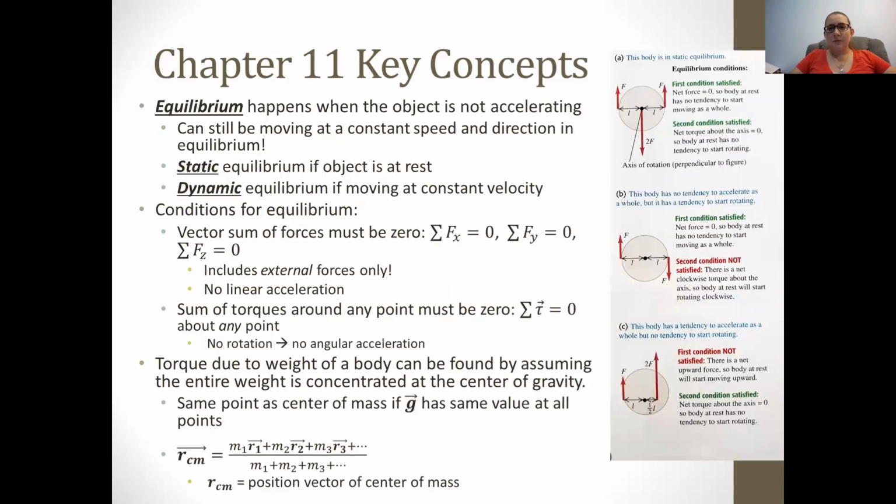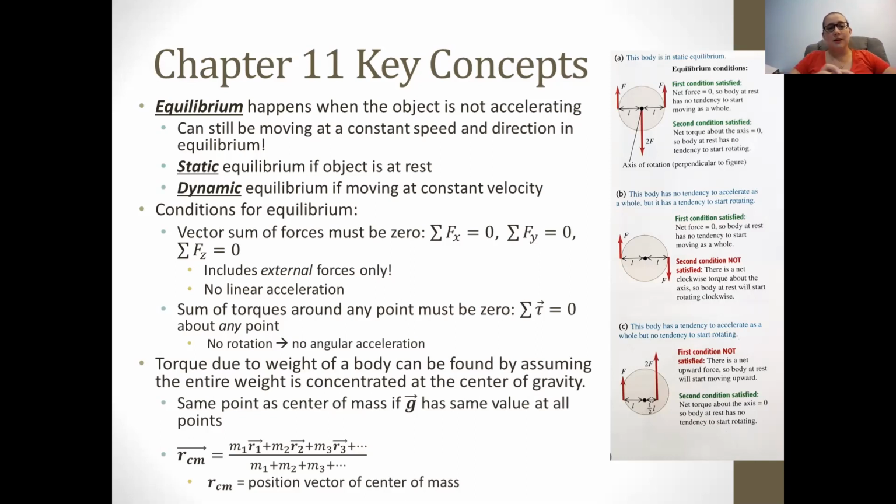Chapter 11 is all about equilibrium. Again, we sort of touched on this when we talked about Newton's laws and forces in chapters 4 and 5, but now we're adding a little bit extra now that we know about torque and rotation. So equilibrium, remember, happens when an object is not accelerating. An object can either be at rest, that would be static equilibrium, or it can be moving at a constant velocity. That's called dynamic equilibrium.